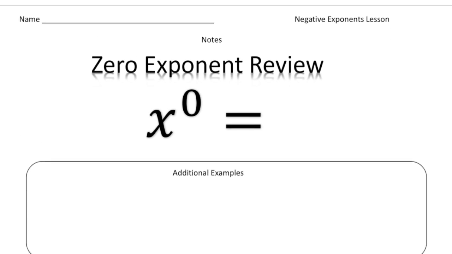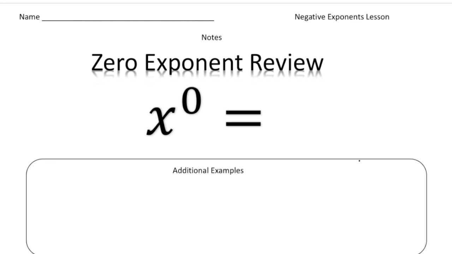let's review now about zero exponents. The rule for zero exponents is really simple. Anything to the 0 power always equals 1. It doesn't matter what that x value is. If it's to the 0 power, it always equals 1.